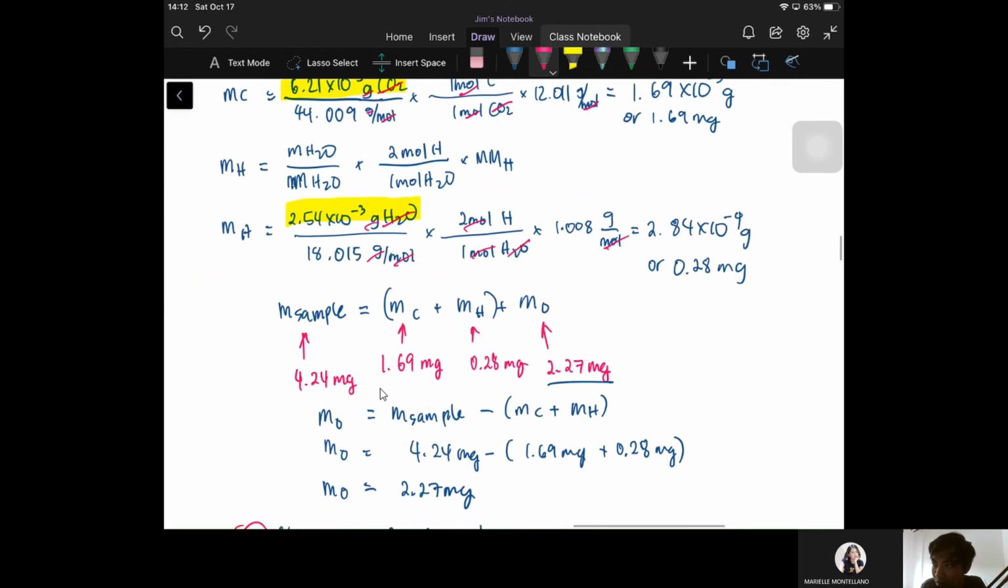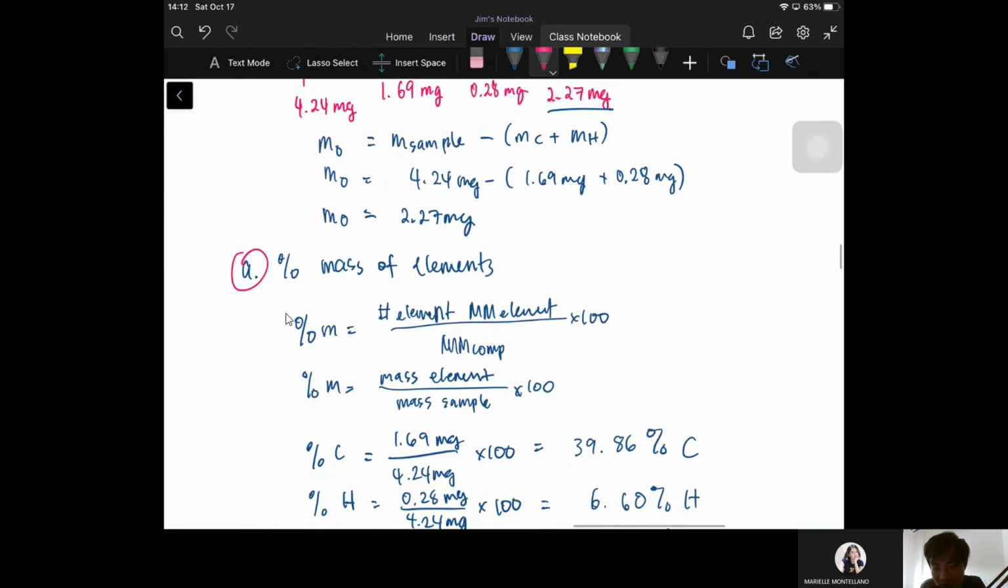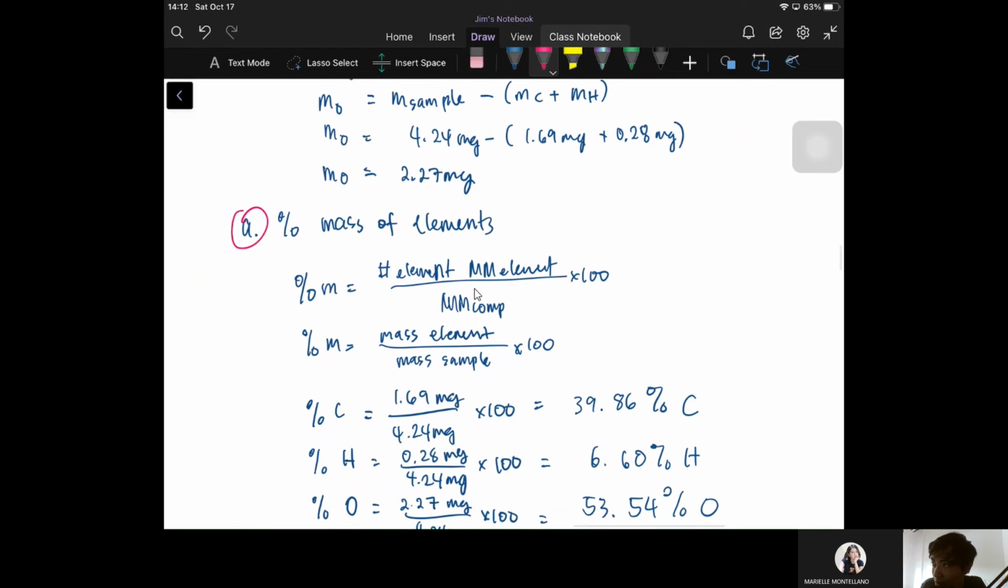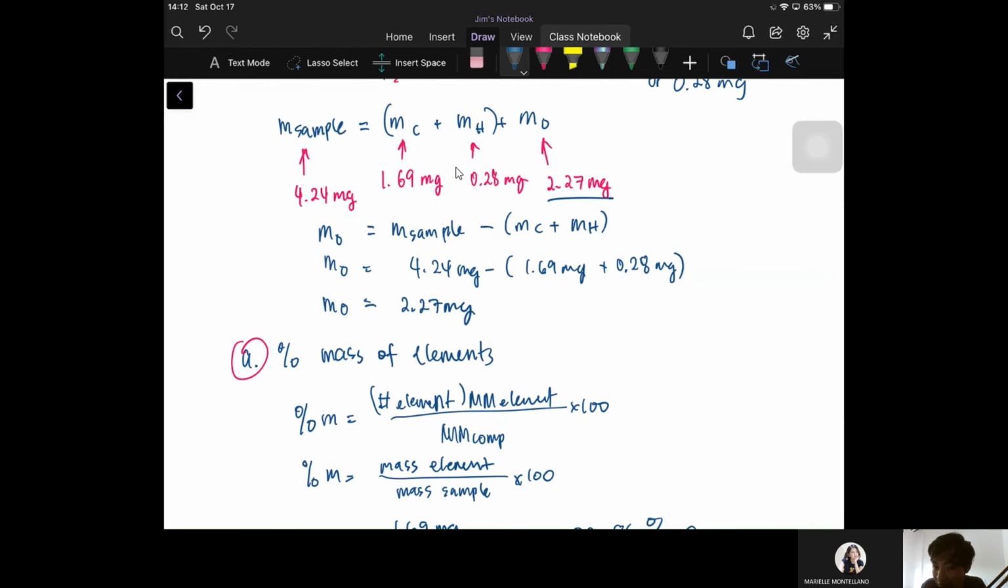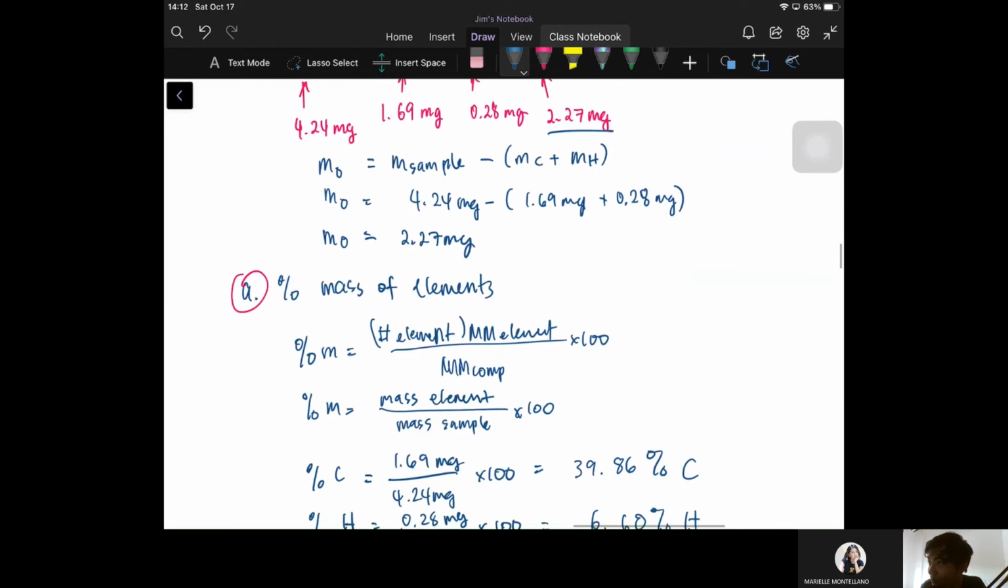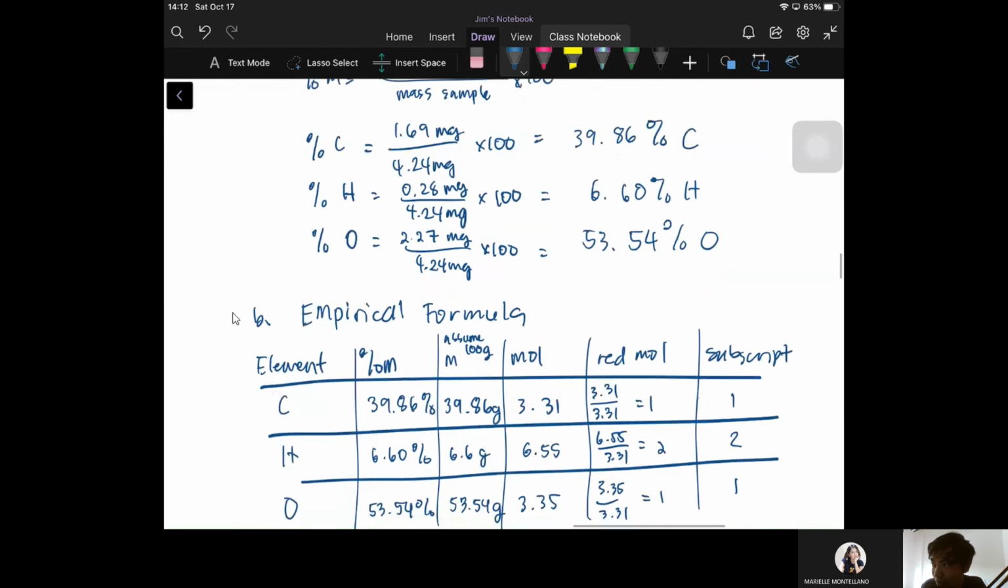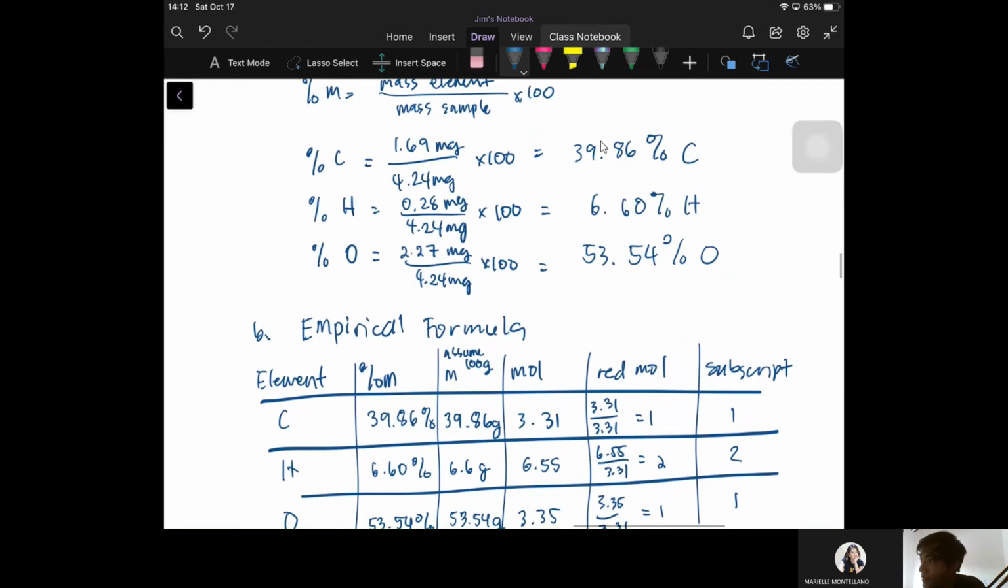So ganun. If you want to determine the percent composition or the percent mass, pwedeng ito yung formula na gamitin nyo. Ito yung ginagamit natin last time. Number of elements times the molar mass divided by the molar mass of the compound. Pwede rin naman ito yung bago. Yung mass ng element mo over the mass of your sample, which is given by the previous item na sinagutan natin. This divided by this, percent ng carbon. This divided by that, percent ng hydrogen. This divided by that, percent ng oxygen. So, ganun lang. Then you have your percent by masses na.